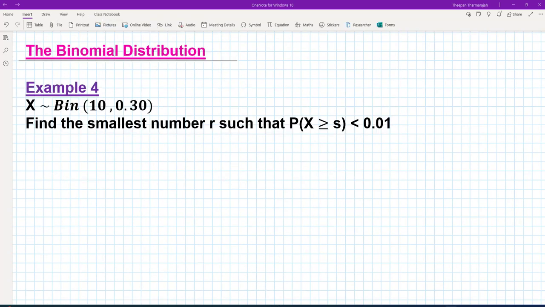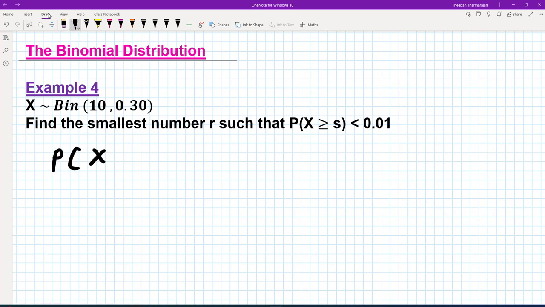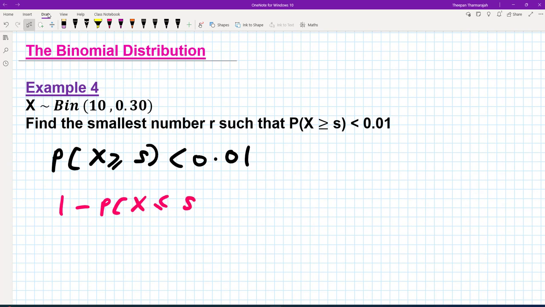Here's a question for you to try. You can pause the video, and when you're done, I will go through my worked solution. Okay, welcome back. So we can write this as the probability that x is greater than or equal to s, which is less than 0.01. We could rewrite that as 1 minus the probability that x is less than or equal to s minus 1, which is strictly less than 0.01.